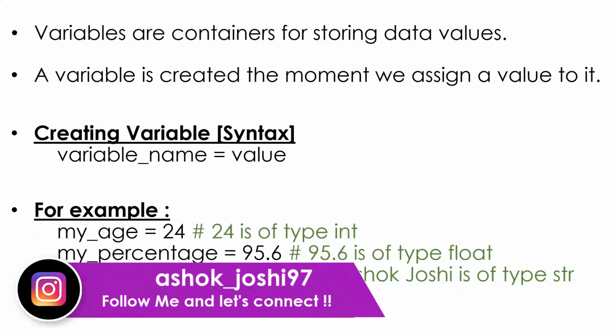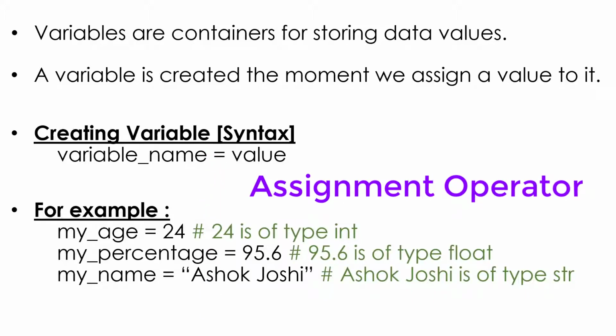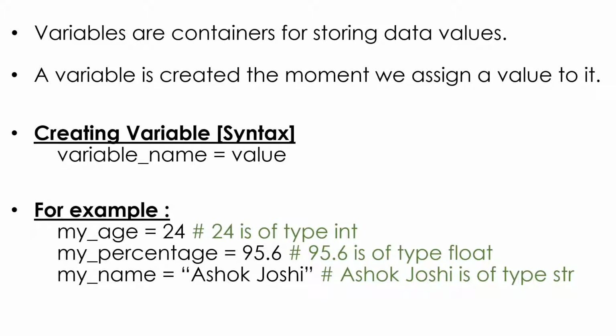At the very first you will write the variable name and we will have this equal to operator. Now basically this is called the assignment operator. What it will do is it will assign the value to this variable. Let me show you with an example here. At the very bottom you can see my age is equal to 24.